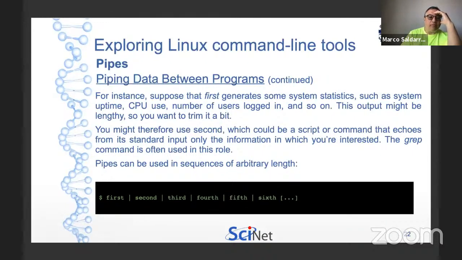So in this example here, the standard output of the first becomes the standard input of the second, and the standard output of the second becomes the standard input of the third. The standard output of the third becomes the standard input of the fourth, and so on. So you can use this kind of construction to, for example, keep manipulating text until you get what you are really looking for.